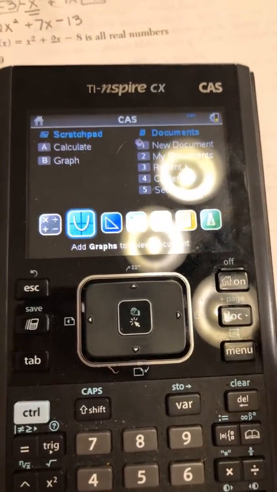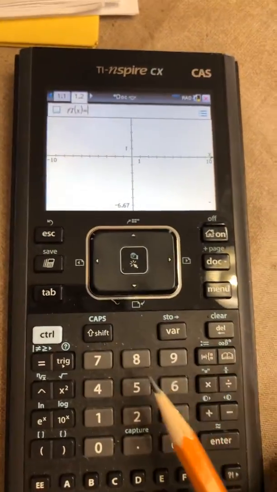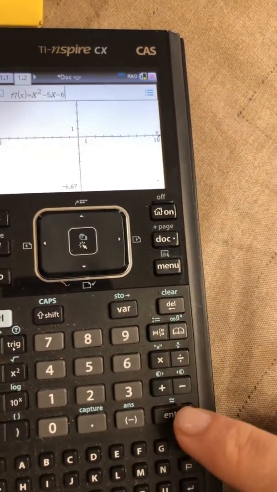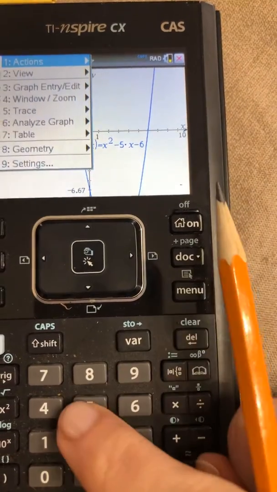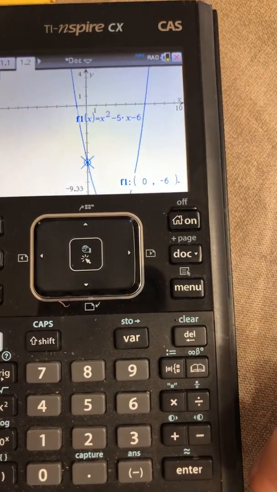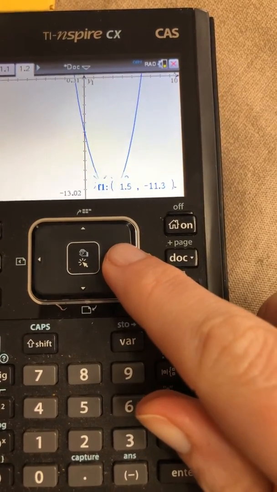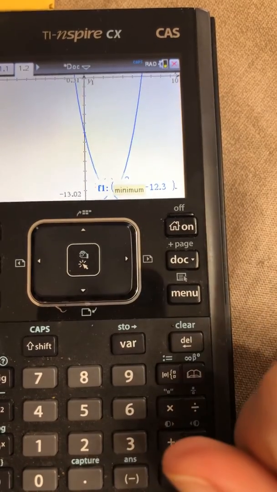Let's do this. Okay, those lights are driving me crazy. Okay, we got x squared minus 5x minus 6. Boom. There's the graph. All right, menu 5, 1. We're going to trace. And I'm just going to follow along. I want to know how low and how high does it go. Oop, there's my minimum.